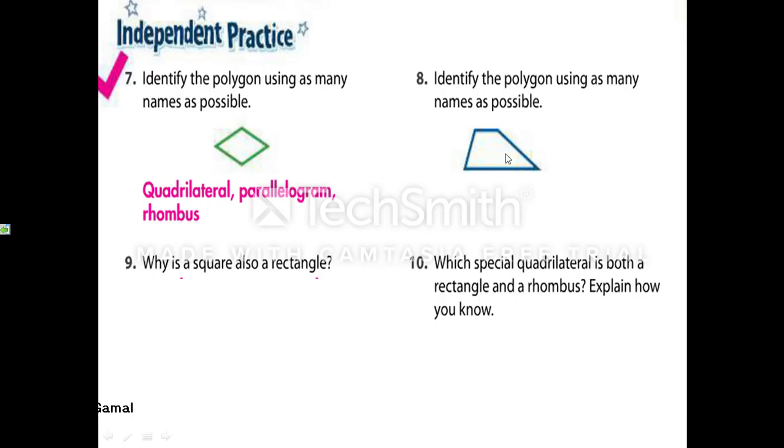The most specific name here is, yes, excellent, trapezoid, and the trapezoid as well can be a quadrilateral because, as you see, it has 4 sides. Any closed shape like this, any closed polygon with 4 sides, is called a quadrilateral.